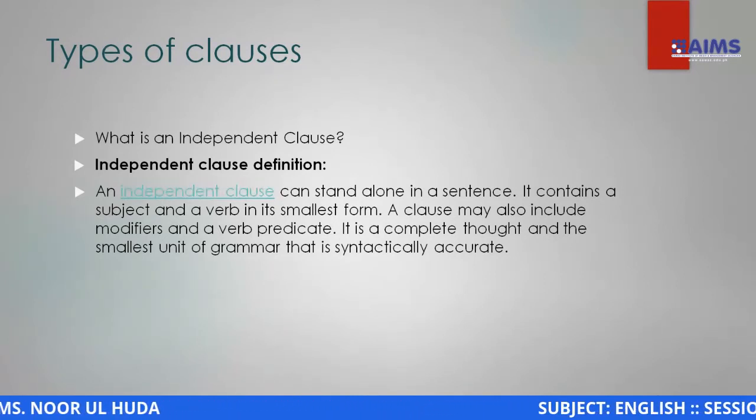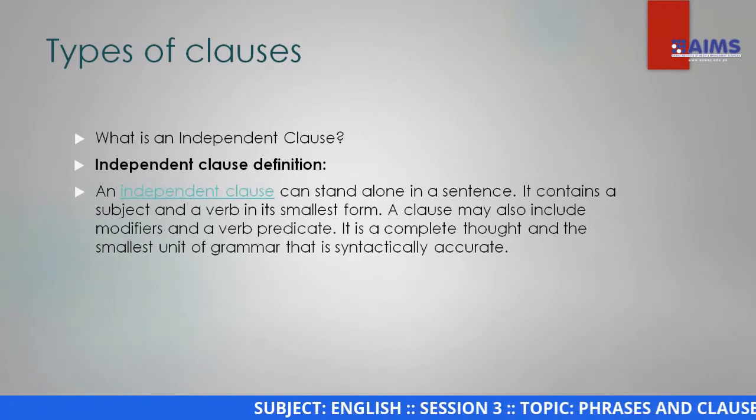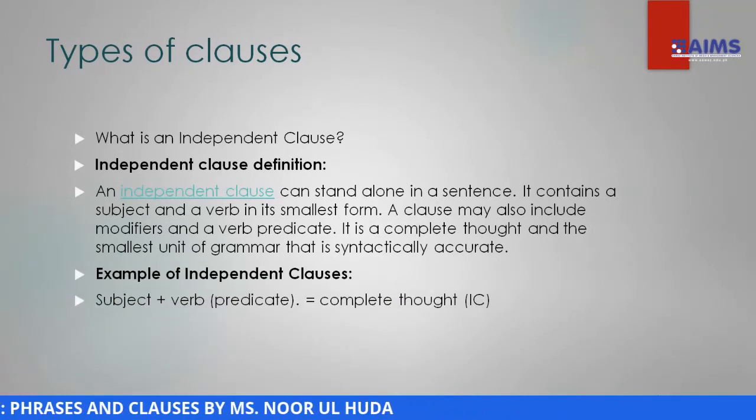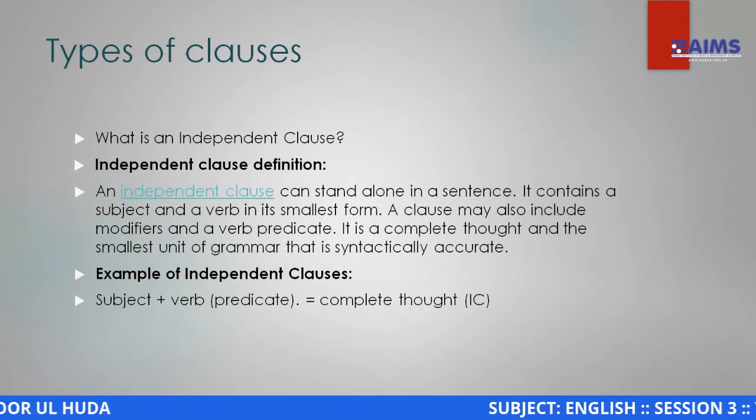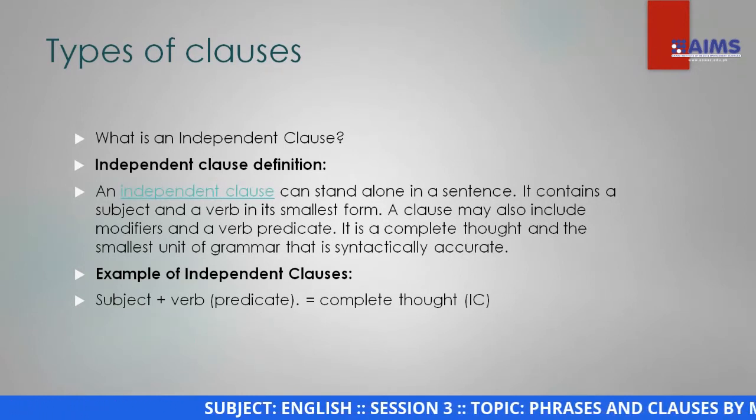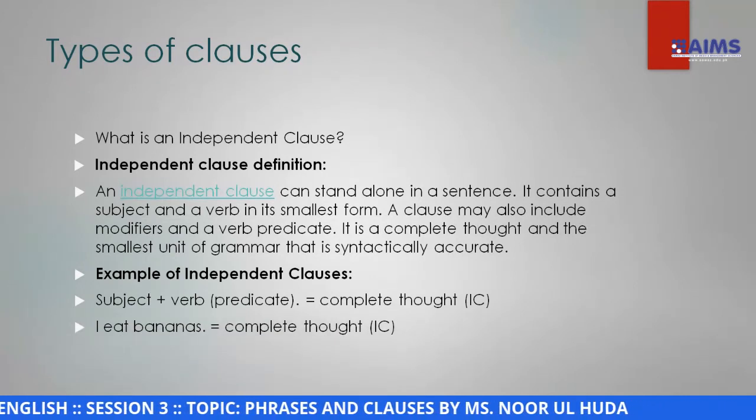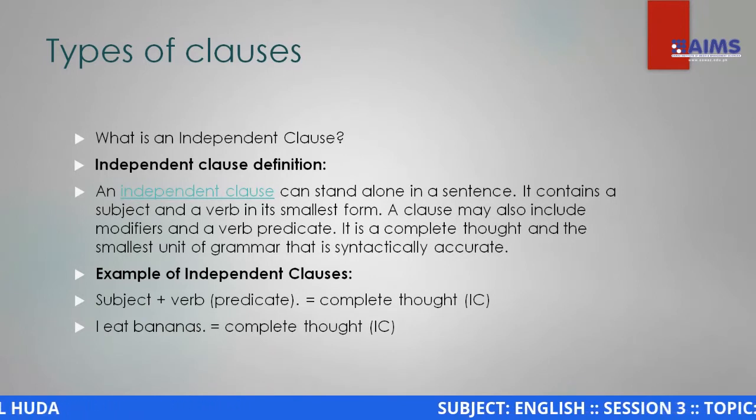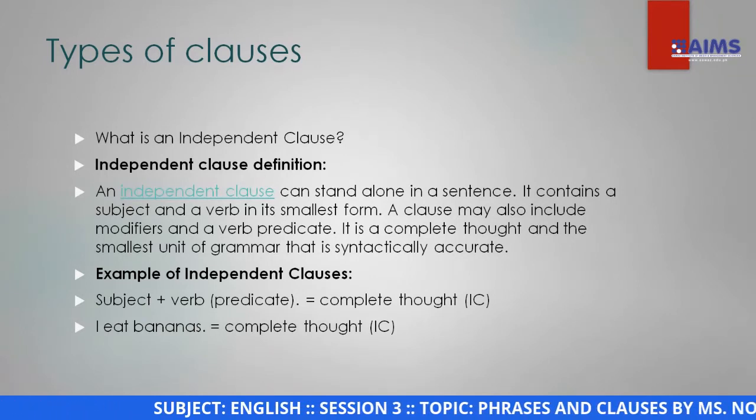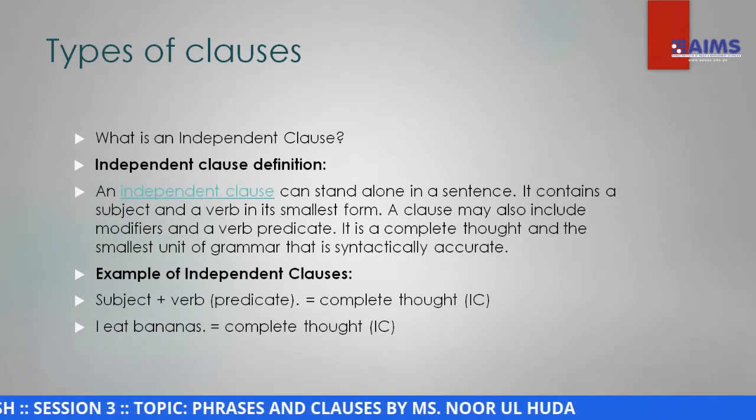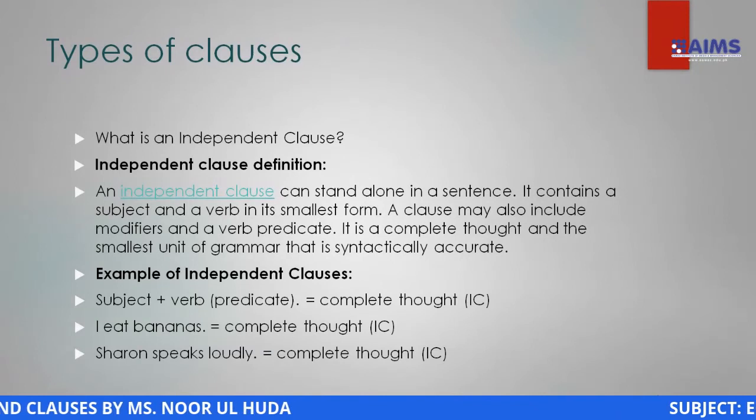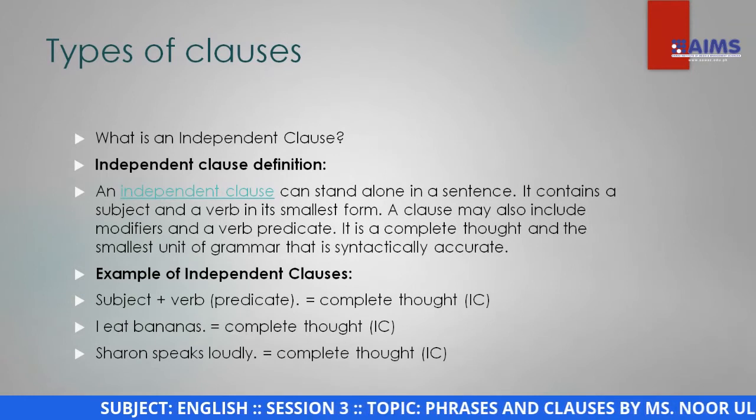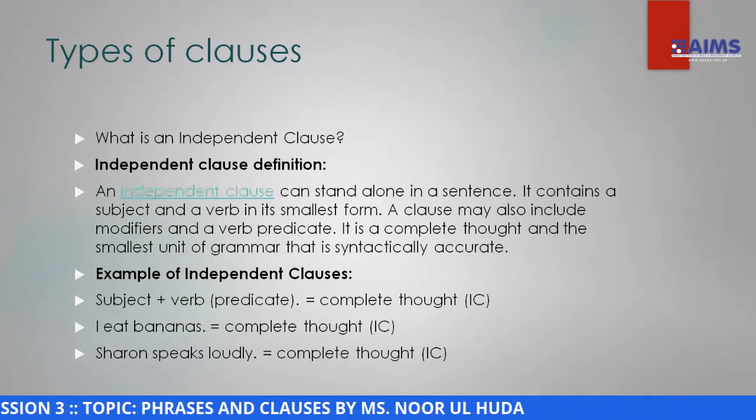And in terms of meaning, it is complete. Examples of independent clauses: subject plus predicate, meaning verb along with additional information, and that must convey a complete thought. I eat banana. Complete thought. I could also say that I eat, but I am giving additional information here, so it could also be called a clause. Sharon speaks loudly. How does Sharon speak? I'm giving additional information here. However, if I say Sharon speaks, it is also a complete thought and an independent clause.